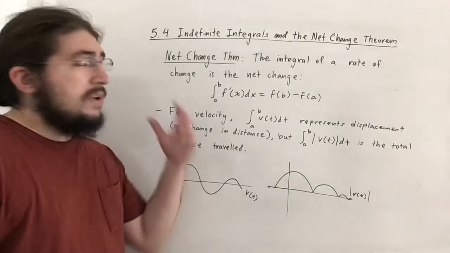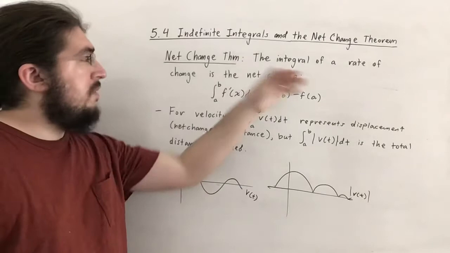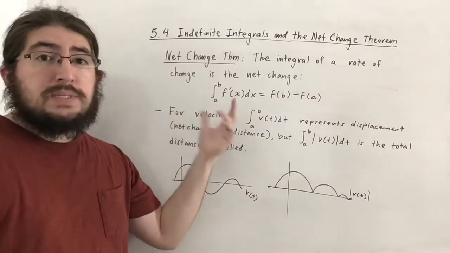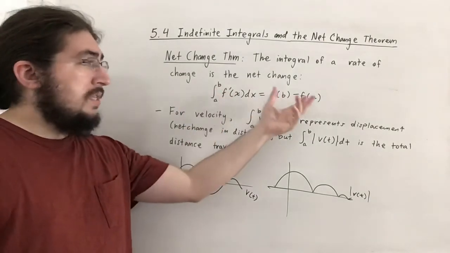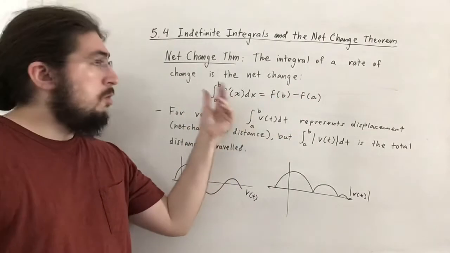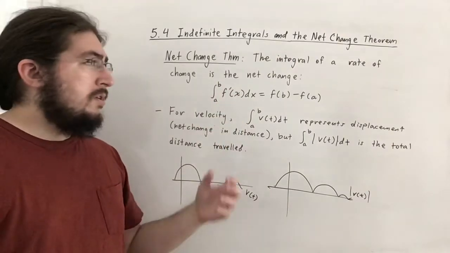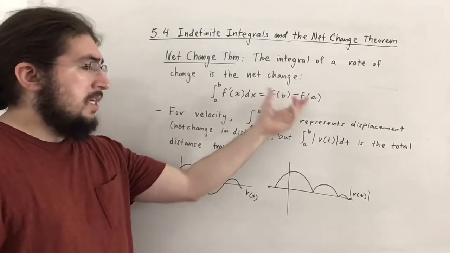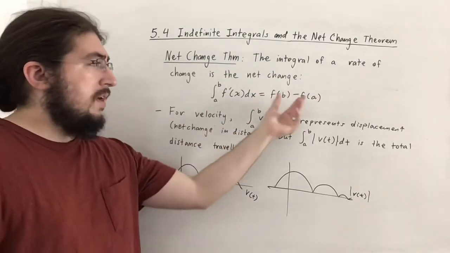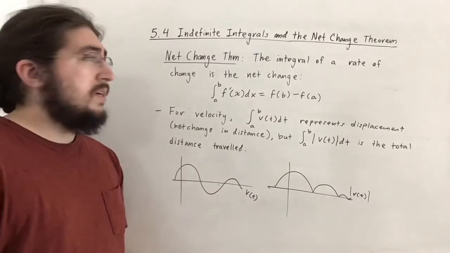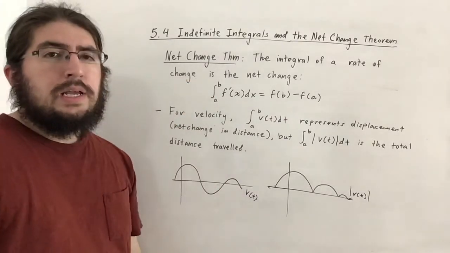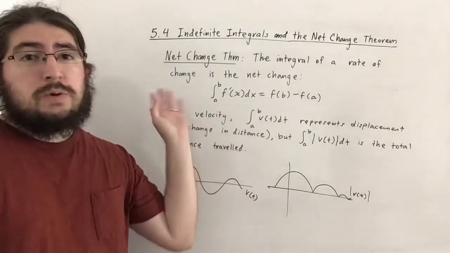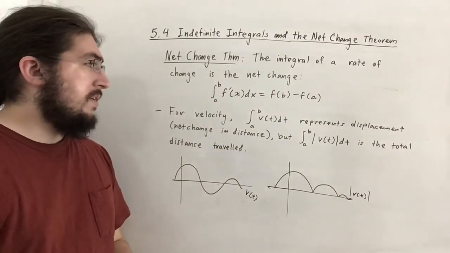Alright, so finally we have here the net change theorem, and it says the integral of a rate of change is the net change. The integral from a to b of f prime of x, notice that represents a rate of change, is the net change of the function itself, whose rate of change is given, f prime. So if the rate of change is f prime, then the net change of the original function f is just the difference of the values of that function at those given endpoints. Now I know it sounds a little general, kind of broad, but really this is just a retelling of the second part of the fundamental theorem of calculus.